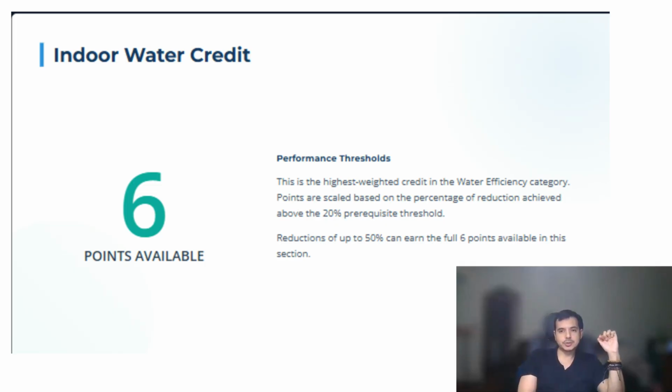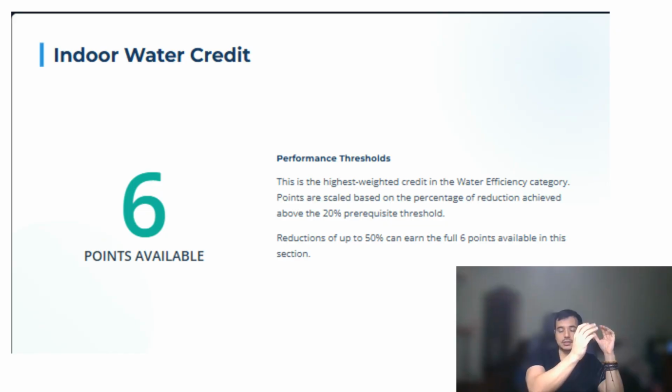This grade is super important because it's going to give you 6 points in total. It is the grade that will give you the most points under this category. So what you're going to need to do is check all the different features or the different water appliances in your building, and then check them against the baseline.